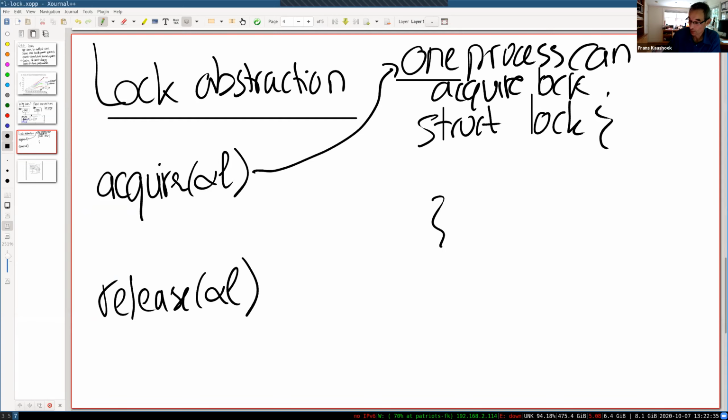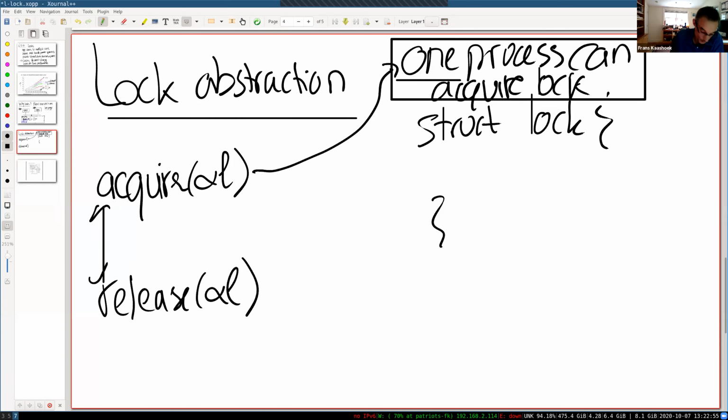So at any particular point in time, there's only going to be one process that is able to successfully acquire the lock. Any other process that is trying to acquire the lock at the same time has to wait until the first process calls release. And so this sequence of instructions between the acquire and the release is often called the critical section.